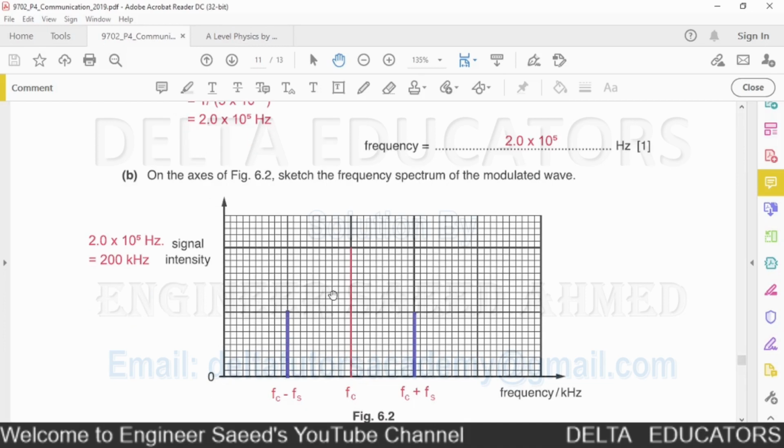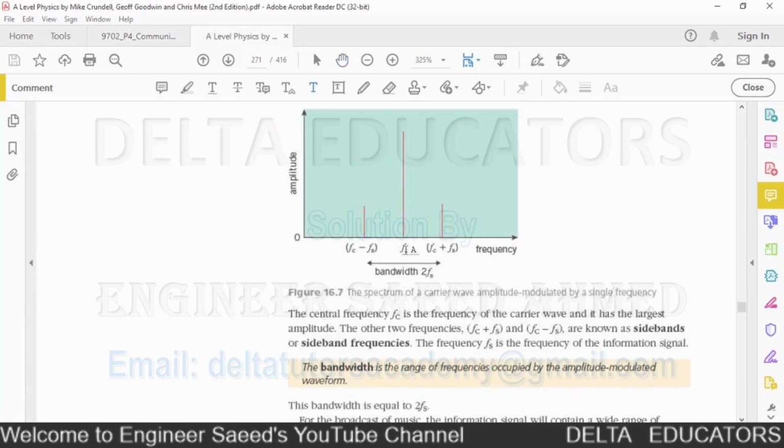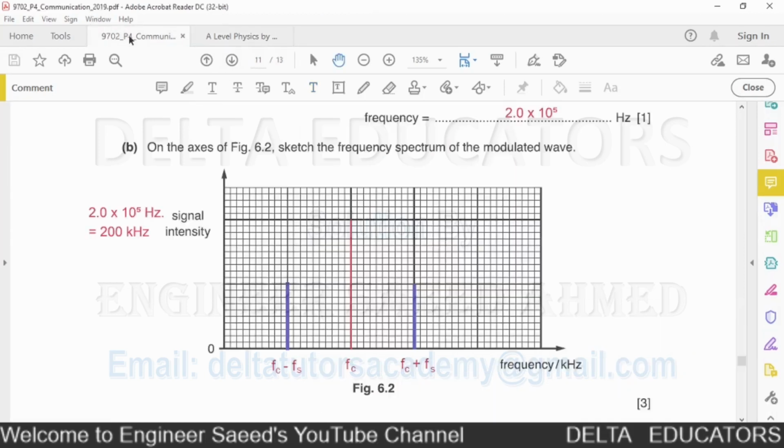Part B. On the axis of figure 6.2, sketch the frequency spectrum of the modulated wave. In the topic of amplitude modulation, we have studied a graph between frequency and amplitude. Here this long line represents the frequency of the carrier wave, whereas these two lines, Fc plus Fs and Fc minus Fs, represent side bands, where Fs represents the frequency of the information signal. The same graph has to be plotted here.